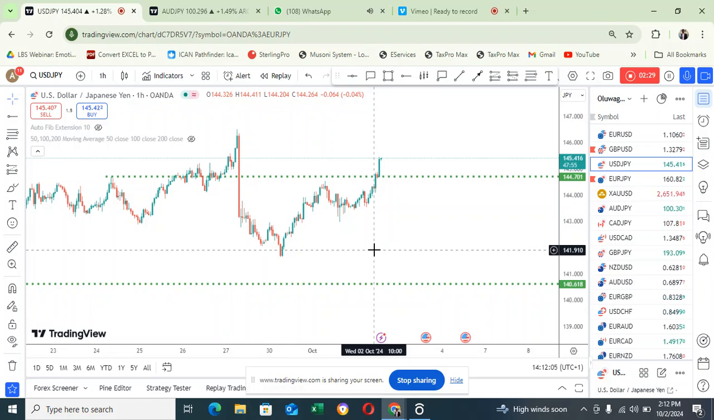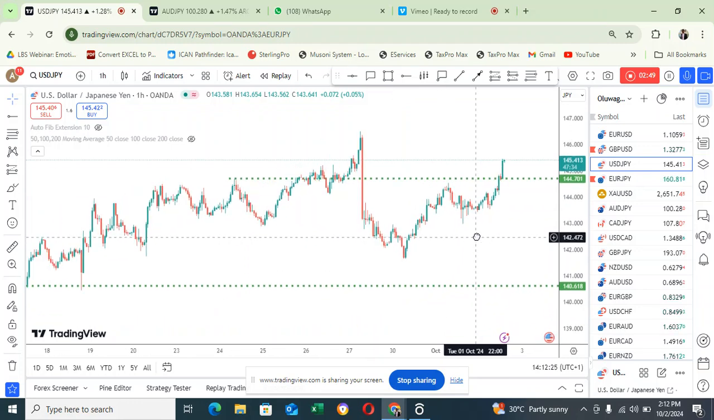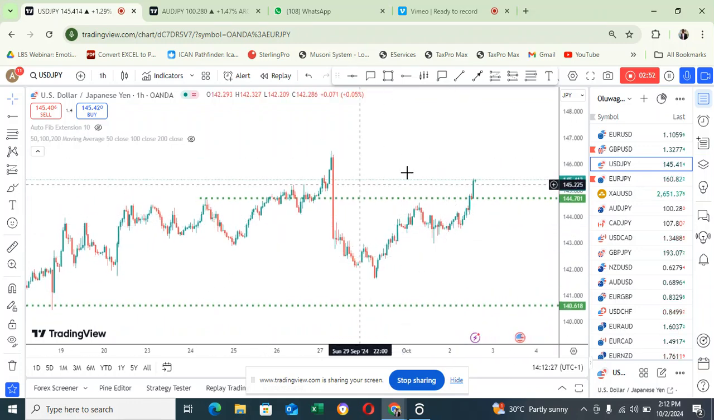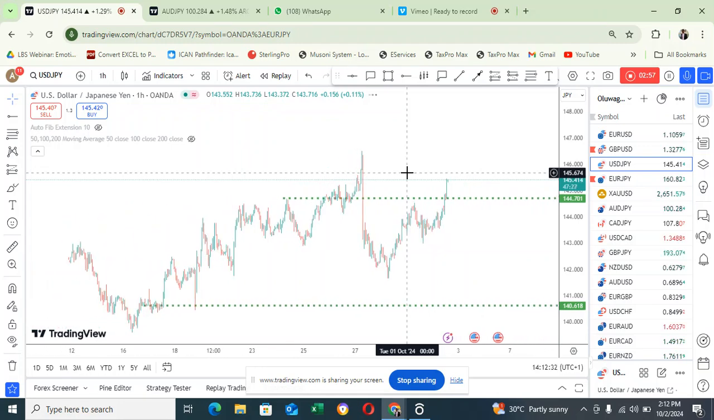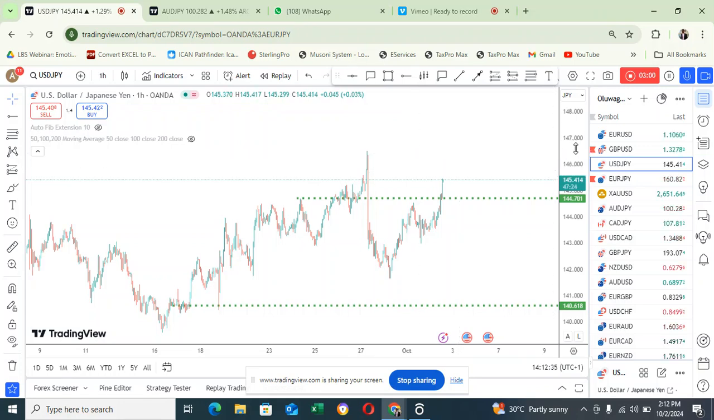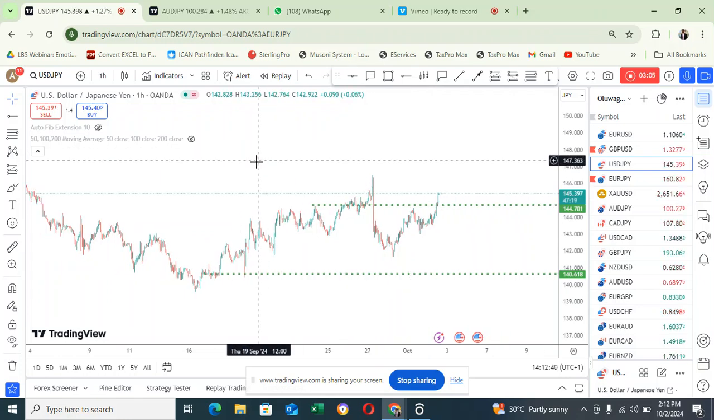So how do we identify market structure using candlestick chart patterns? There are methods for us to identify market structure. The number one way is that we first of all zoom in our charts, for us to know what trend the market is creating on a particular time frame.